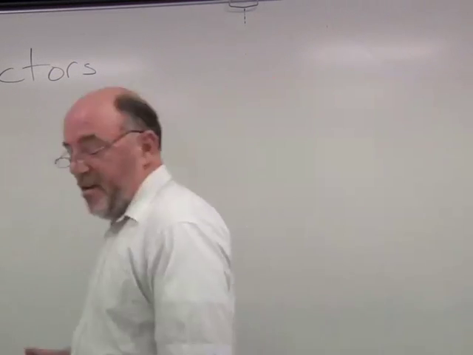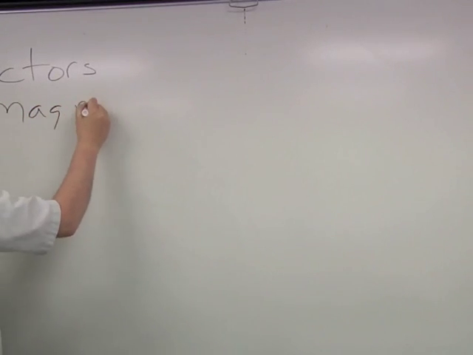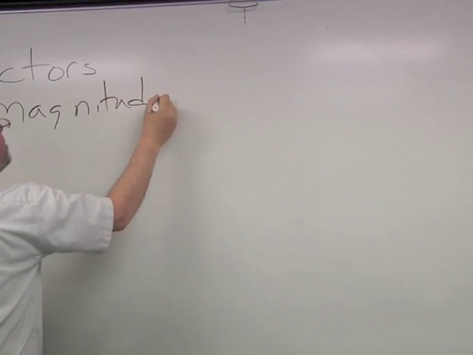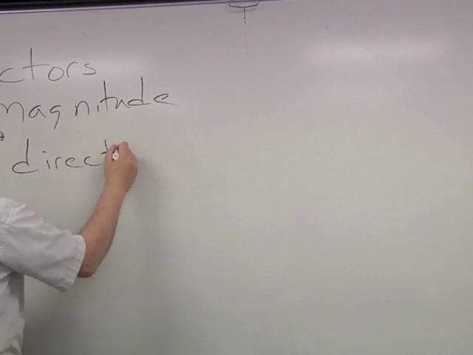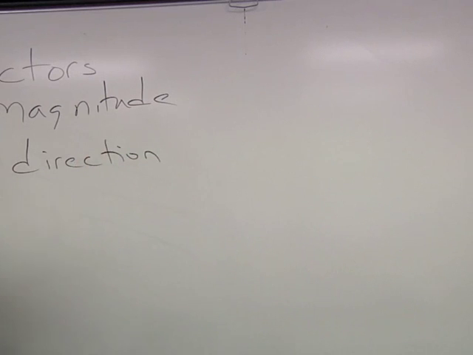So this talk will be about vectors. Vectors have two parts to them. They have a magnitude, which is basically how big is it, and then they have a direction. So what angle is it going off at?